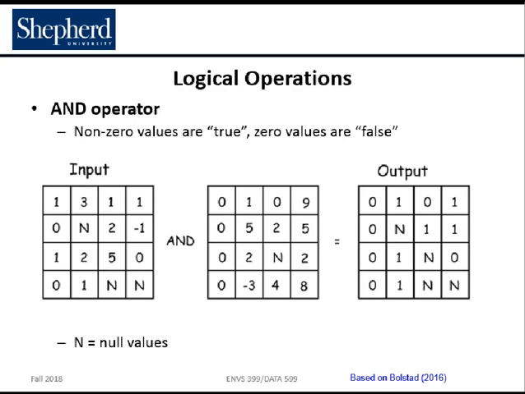The and and or operations require two input layers. Here we see an and Boolean operation. And requires both input values be true for the assignment of a true output. Typically, any non-zero value is considered to be true, and zeros are false.